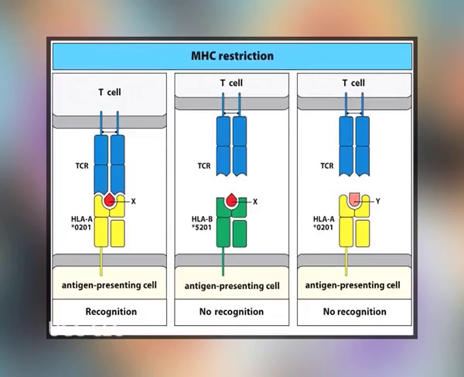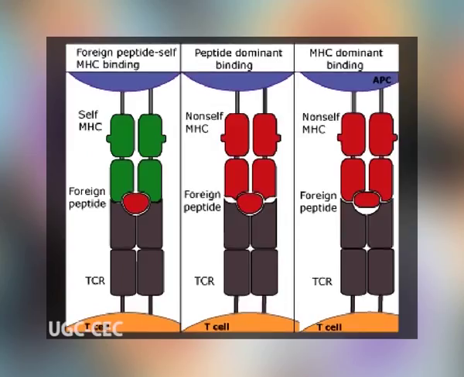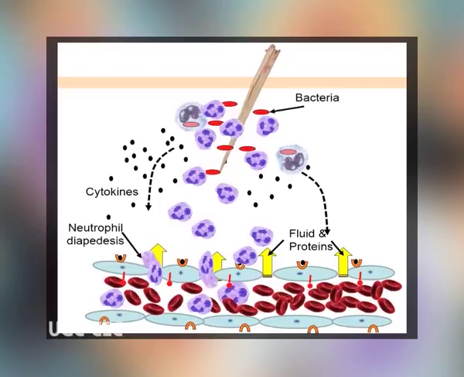MHC restricted antigen recognition, or MHC restriction, refers to the fact that a given T cell can interact with both the self-major histocompatibility complex molecule and the foreign peptide that is bound to it, but will recognize and respond to the antigen only when it is bound to a particular MHC molecule.